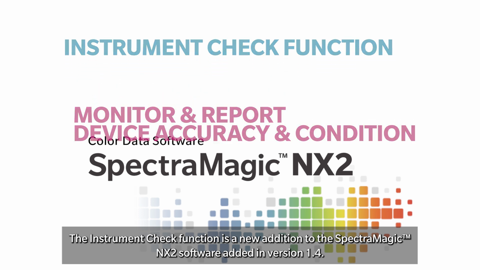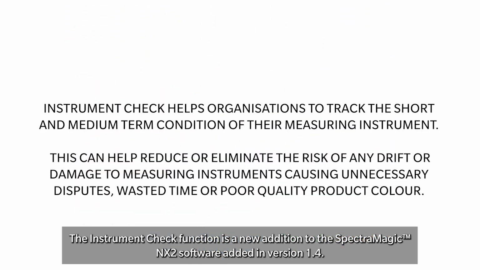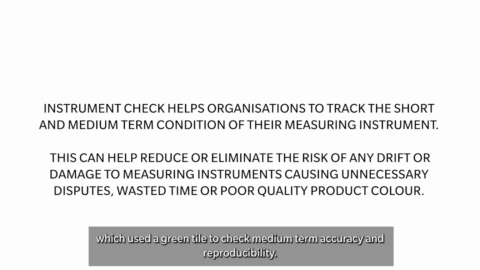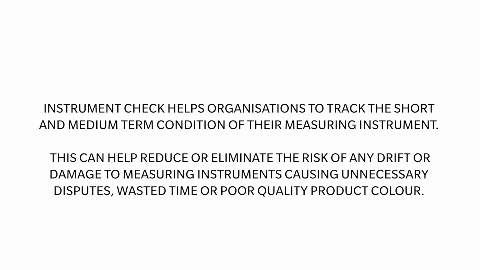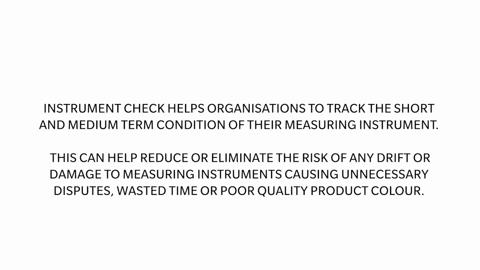The Instrument Check function is a new addition to the SpectraMagic NX2 software. Added in version 1.4, it replaces and greatly expands upon the functionality of the Easy Checker software, which used a green tile to check medium-term accuracy and reproducibility. Instrument Check is only available to customers with a SpectraMagic NX2 Premium license.